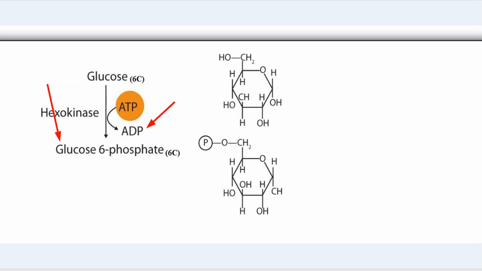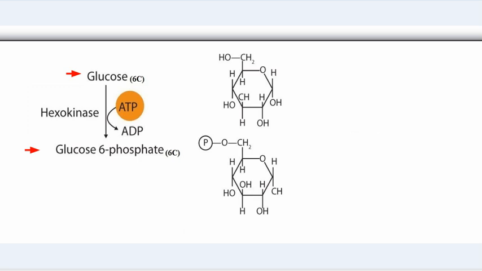So here is the sixth carbon of glucose, and phosphate is added on this sixth carbon. So glucose is converted into glucose 6-phosphate. This is the first reaction. The name of the enzyme is hexokinase. ATP is broken, phosphate is freed, and that phosphate is joined with glucose. Glucose is converted into glucose 6-phosphate.